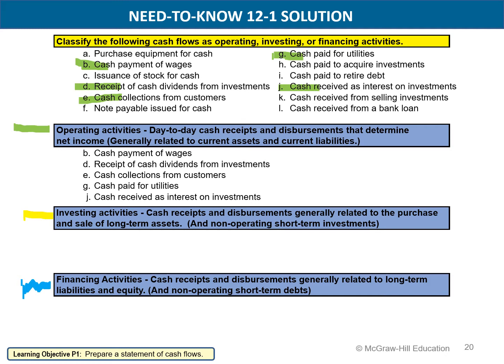Let's see if we can pick out our investing activities. So cash receipts and disbursements generally related to the purchase and sale of long-term assets. Let's do yellow for those. So in letter A, we're buying long-term equipment, right? So that one's going to be an investing activity. In letter H, we're paying cash to acquire investments. That will also be an investing activity. And in letter K, we're selling investments. So that's going to be an investing activity as well.